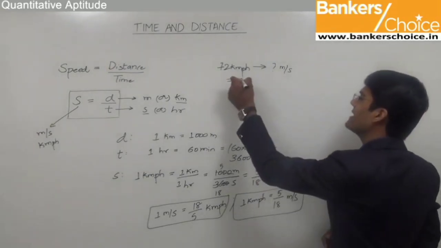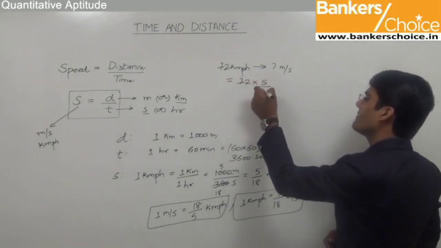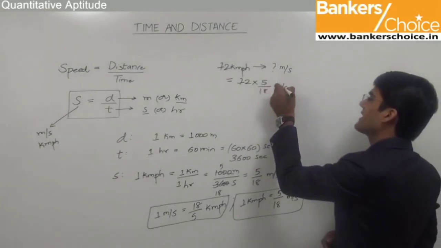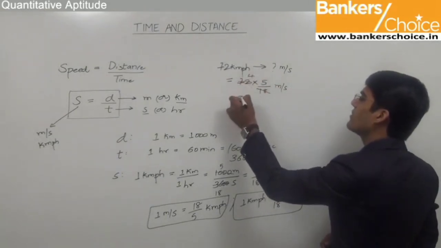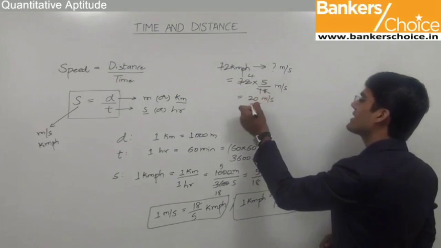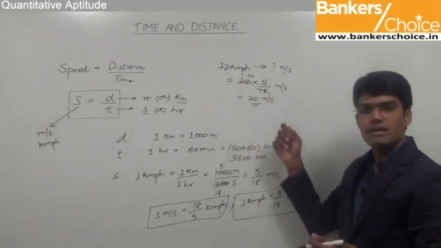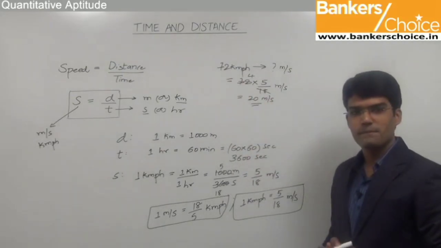So this can be taken as 72 into 5 by 18 meters per second. So 18 here goes 4 times, 4 into 5 is 20 meters per second. So 72 kilometers per hour is the same as 20 meters per second.